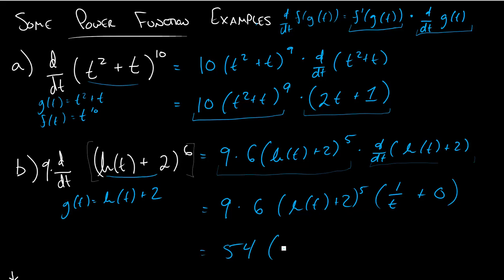I can't really simplify that much, right? So I have the ln of t plus 2 to the 5th power, and then this part out here is just times 1 over t. Okay? So we're writing a lot, but just remember the first thing you want to do is take the derivative of that outer function. So with this example, the outer function here was that 6th power. So I drop my 6 down, turn it into a 5, and then I multiply that result by the derivative of the inner function.